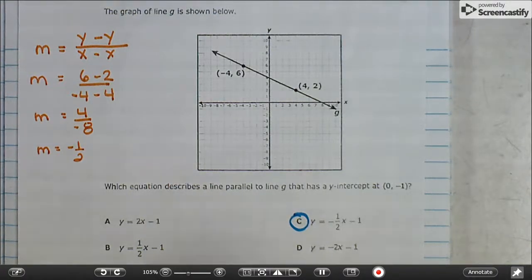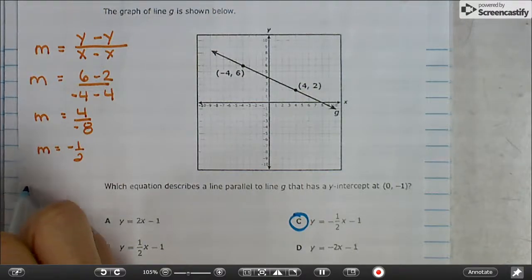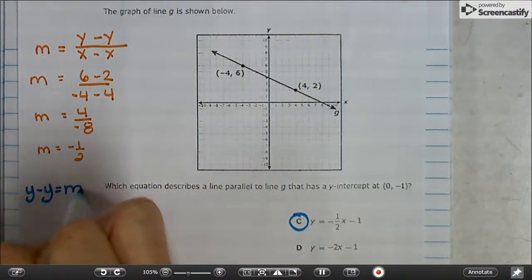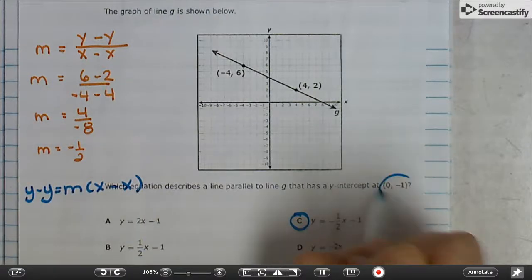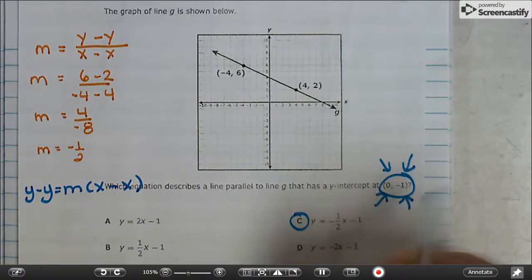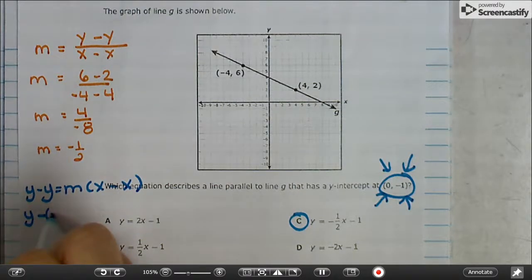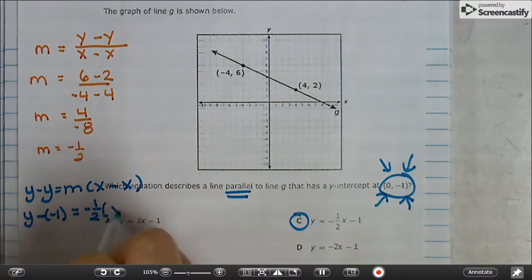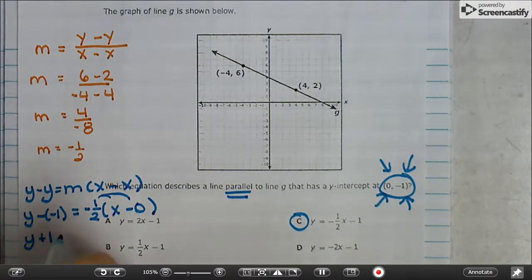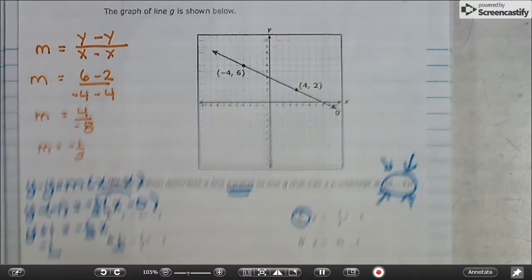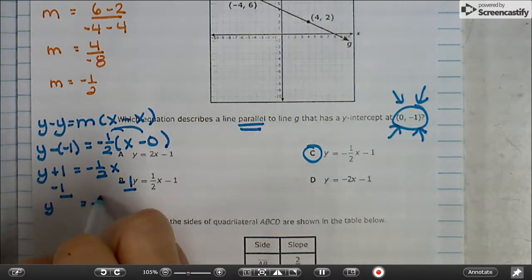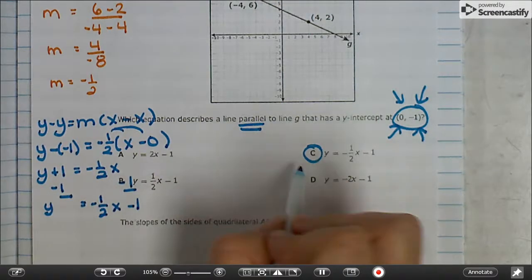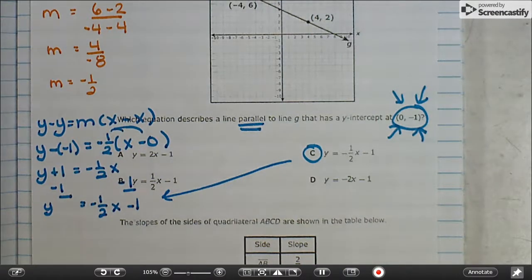But if you wanted to go back and actually do the work for it, you would do y minus y equals m times x minus x. Here's the point, so I'm going to plug that in. y minus negative 1 equals parallel, so same slope, negative 1/2 x minus 0. If we distribute, we end up with y plus 1 equals negative 1/2 x, and then subtract 1 from both sides. And you can see that's the same as what we thought. So either way will work.